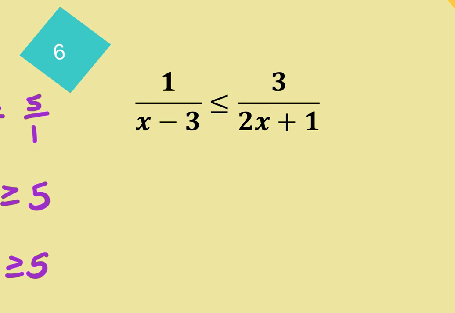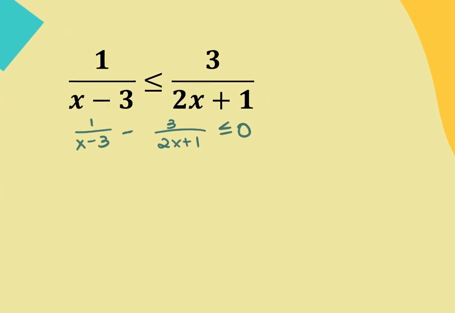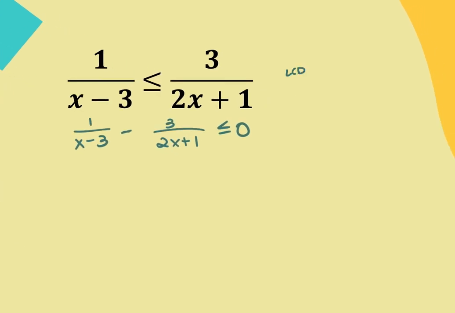Move it over. So I'm going to do 1 over x minus 3 over 2x plus 1 is less than or equal to 0. What's my least common denominator? X minus 3 times 2x plus 1. Good.